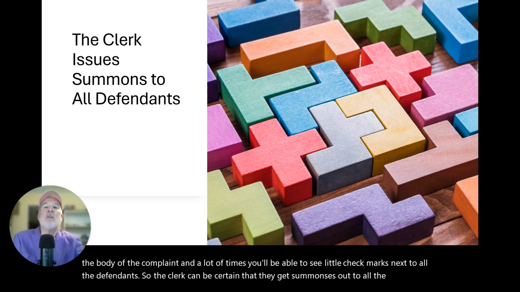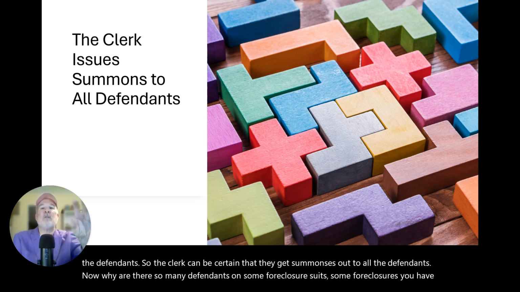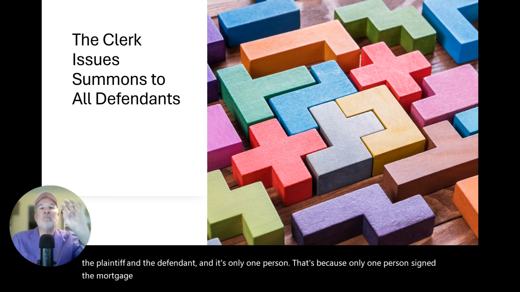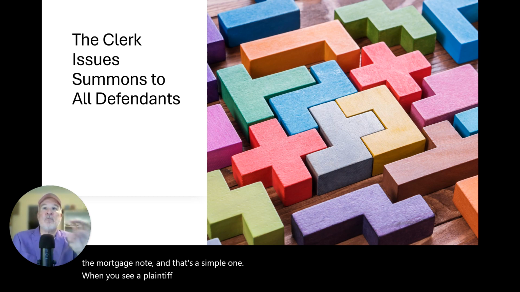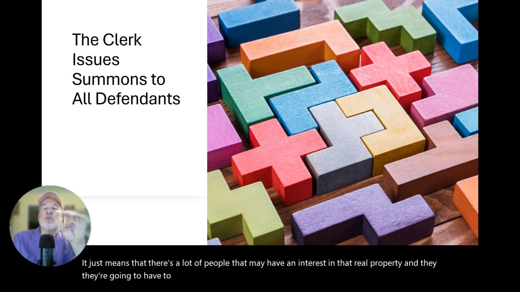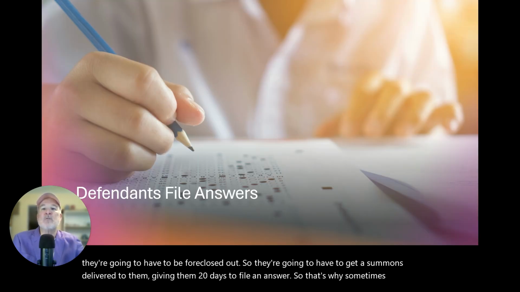Now, why are there so many defendants on some foreclosure suits? In some foreclosures, you have the plaintiff and the defendant, and it's only one person. That's because only one person signed the mortgage note, and that's a simple one. When you see a plaintiff with a dozen defendants, it just means that there's a lot of people that may have an interest in that real property, and they're going to have to be foreclosed out, so they're going to have to get a summons delivered to them, giving them 20 days to file an answer. So that's why sometimes there's a lot and sometimes there's a few.